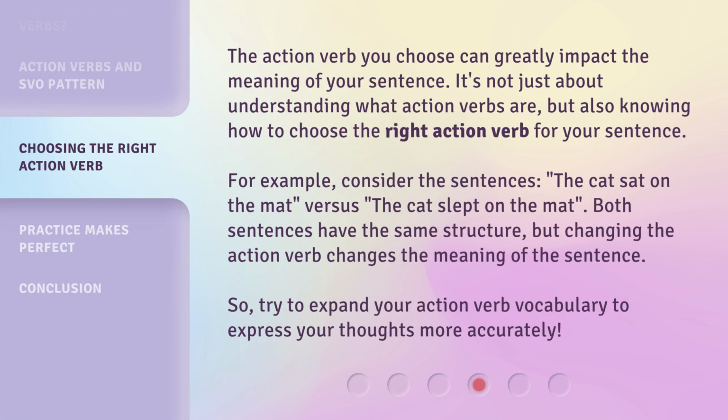The action verb you choose can greatly impact the meaning of your sentence. It's not just about understanding what action verbs are, but also knowing how to choose the right action verb for your sentence. For example, consider the sentences, "The cat sat on the mat," versus "The cat slept on the mat." Both sentences have the same structure, but changing the action verb changes the meaning of the sentence. So, try to expand your action verb vocabulary to express your thoughts more accurately.